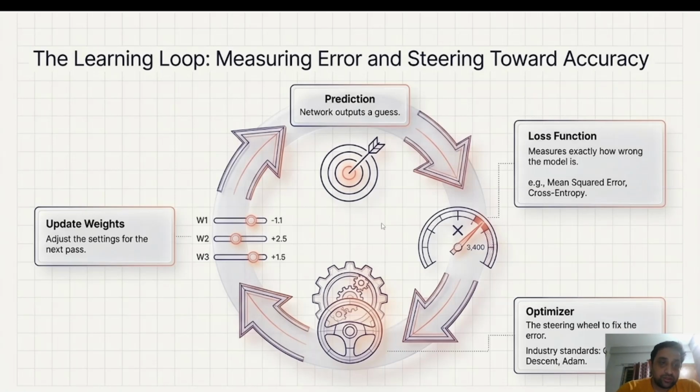Real world analogy: imagine learning to throw darts. Your first throw misses. That's the prediction error. You observe how far off and in which direction. That's the loss function. You adjust your stance and aim. That's the optimizer. You throw again. After thousands of throws, you become accurate. The network does this millions of times per training session. This loop is the heartbeat of deep learning.